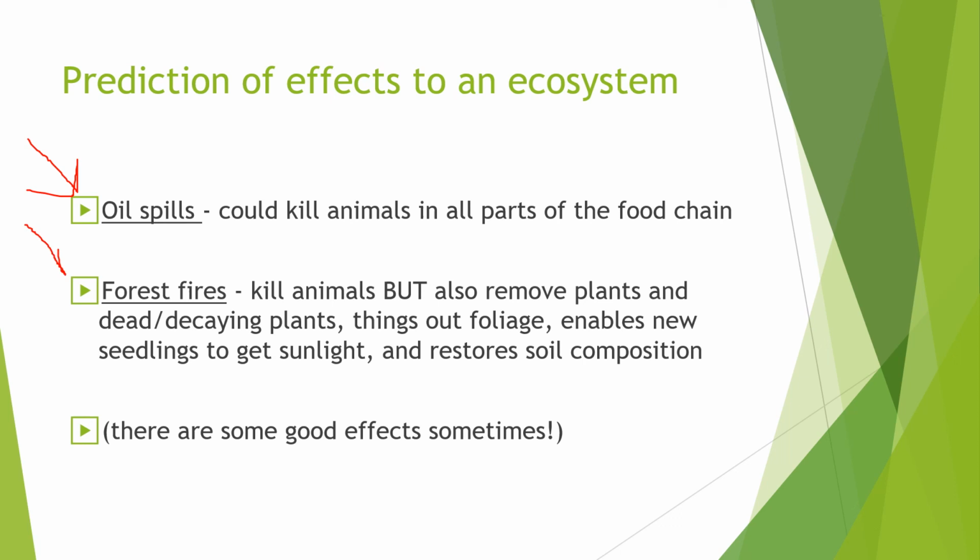Let's see, changes that forest fires can cause. This is kind of obvious, but obviously if there's an uncontrollable forest fire, this can kill animals, but it can also have some good effects. It can remove plants and dead or decaying plants that are kind of building up on the forest floor. This should say thins, not things. Thins out the foliage, meaning there's less leaves, there's less of a kind of cover or canopy.